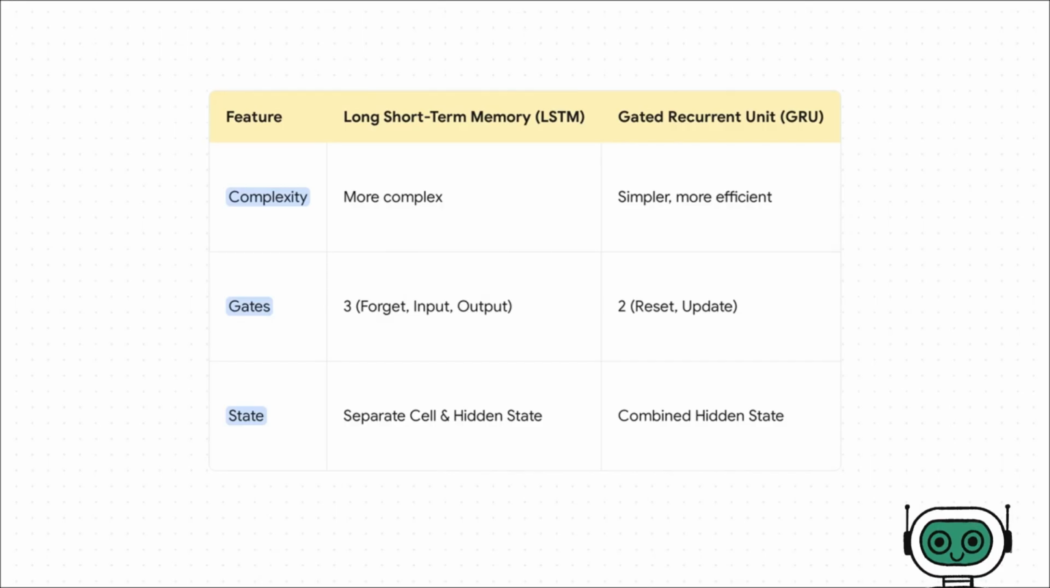Now, LSTMs are incredibly powerful, but they are also a bit complex. So, a slightly simpler version was developed called the Gated Recurrent Unit, or GRU. A GRU basically combines the forget and input gates into a single update gate. It's more efficient, a little faster, but maybe not as expressive for really complex tasks. Think of it like this. An LSTM is a powerful, complex tool, while a GRU is a more streamlined, faster version.